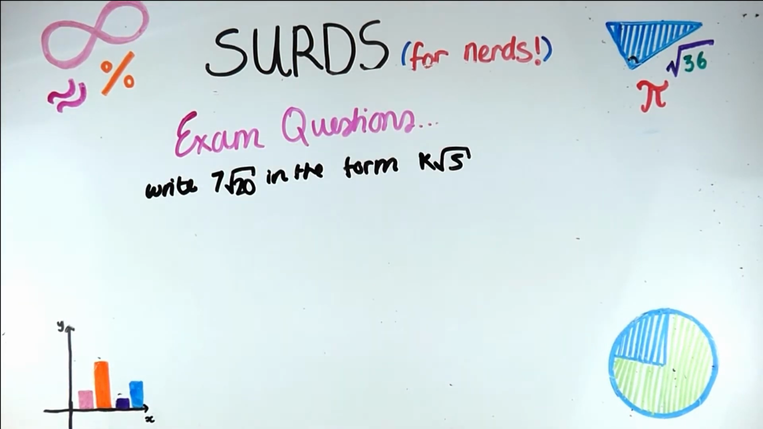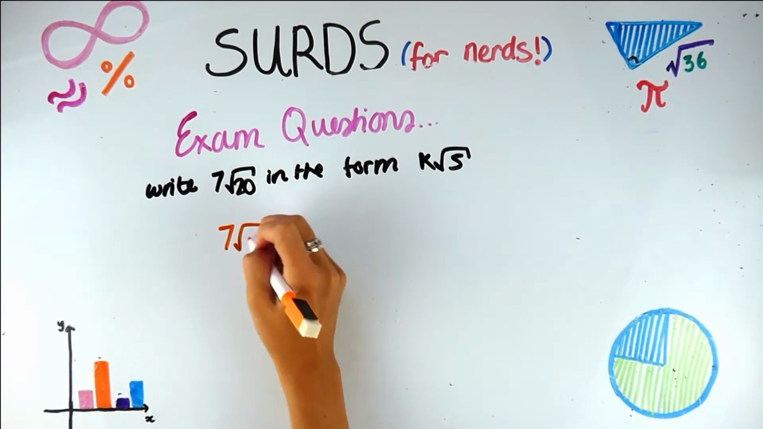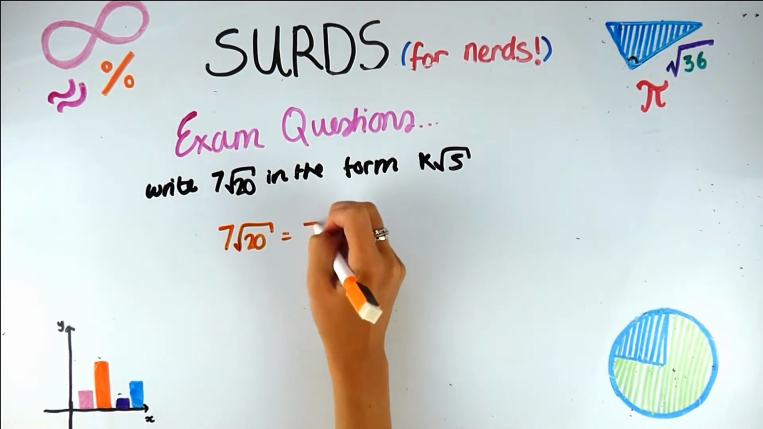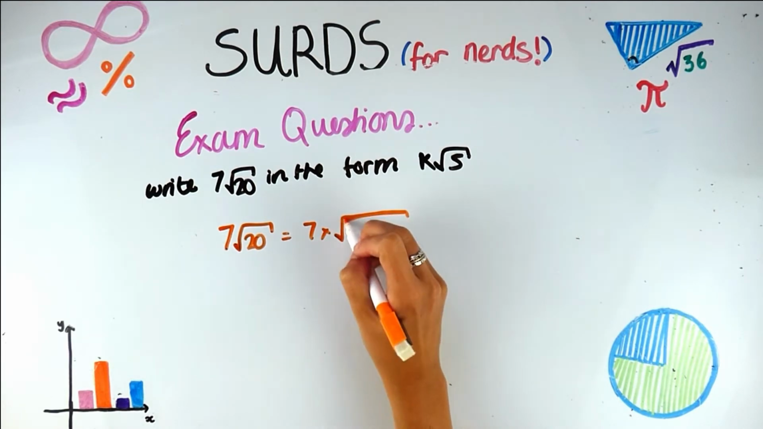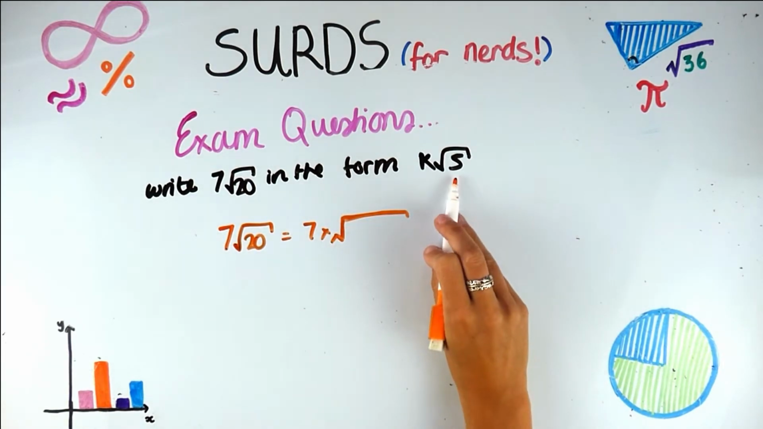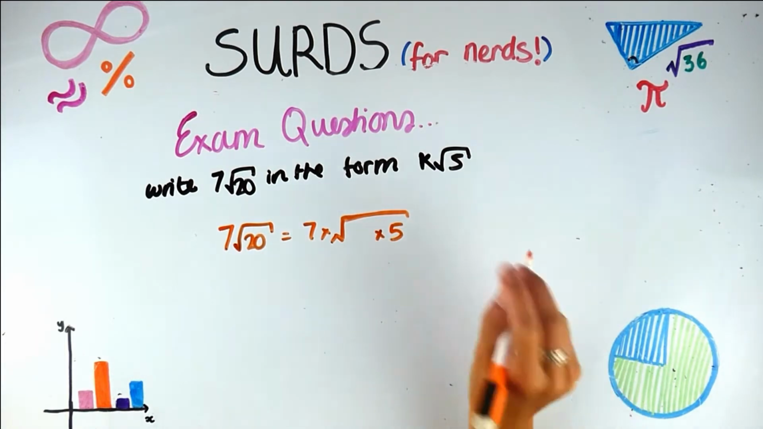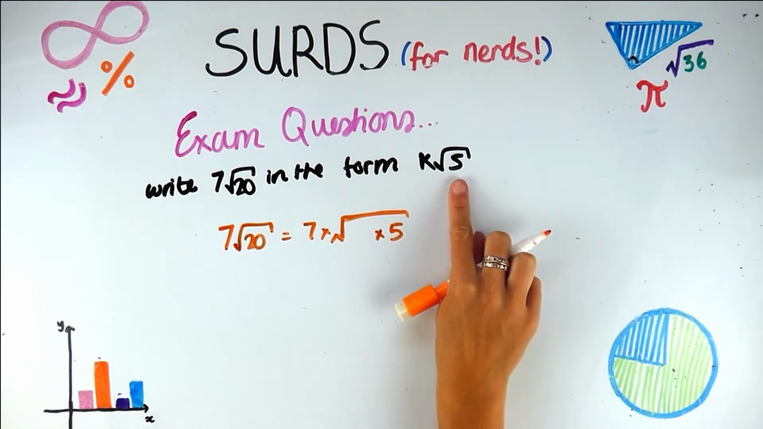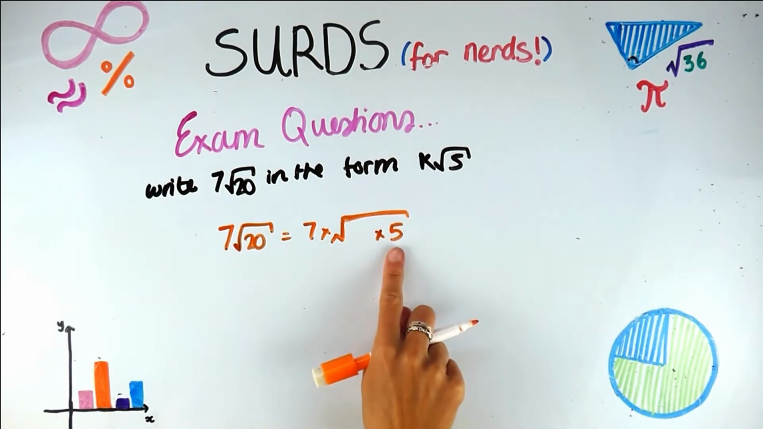So this is the next one, very similar. Write 7 root 20 in the form k root 5. So I'm just going to leave the 7 here. We'll write 7 root 20, so 7 times root 20. Trying to split that up, make it look like something different. And I know I've got a 5 here, so I'm going to do something times 5, and the reason I chose that is the question basically told me to do that. And then 20 is what times 5?